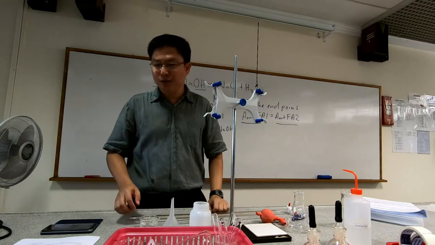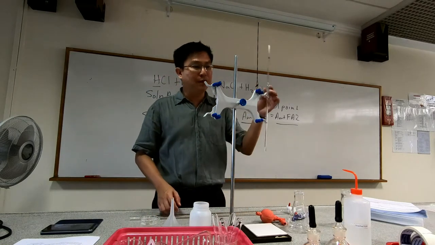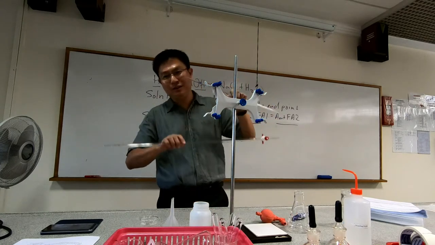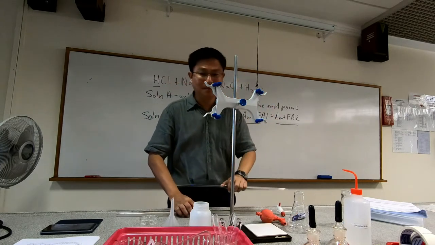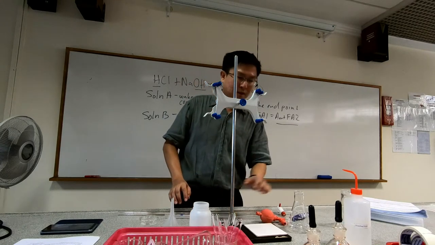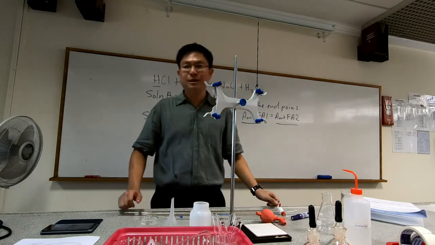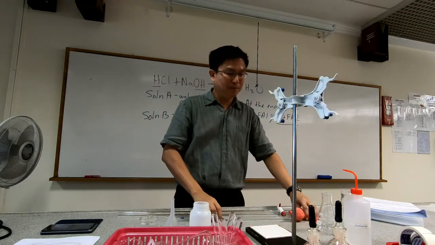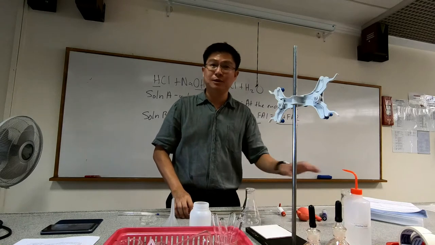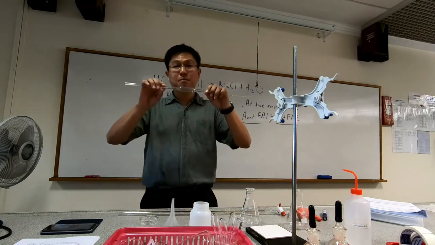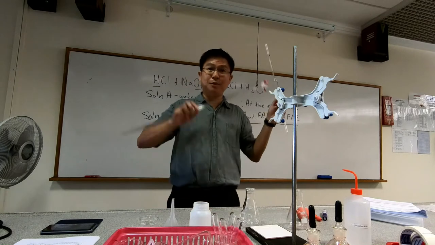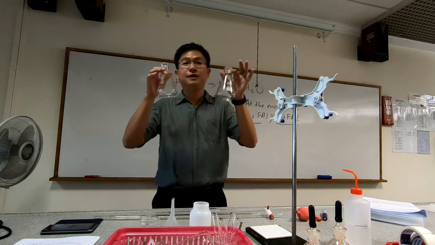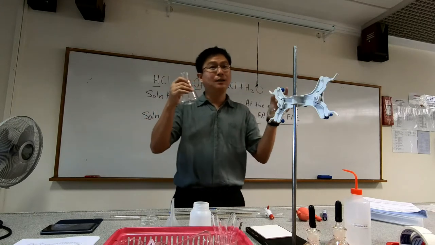Now let us first look at what we are going to do. First of all, we rinse all your apparatus with water. I've already rinsed mine, and therefore I shall not rinse it again. Next, what else do I rinse it with? Well, we have three different apparatus that will be used in this case: I have a pipette, I have a burette, and I have the conical flask. All three of these will be used to contain FA1 or FA2.